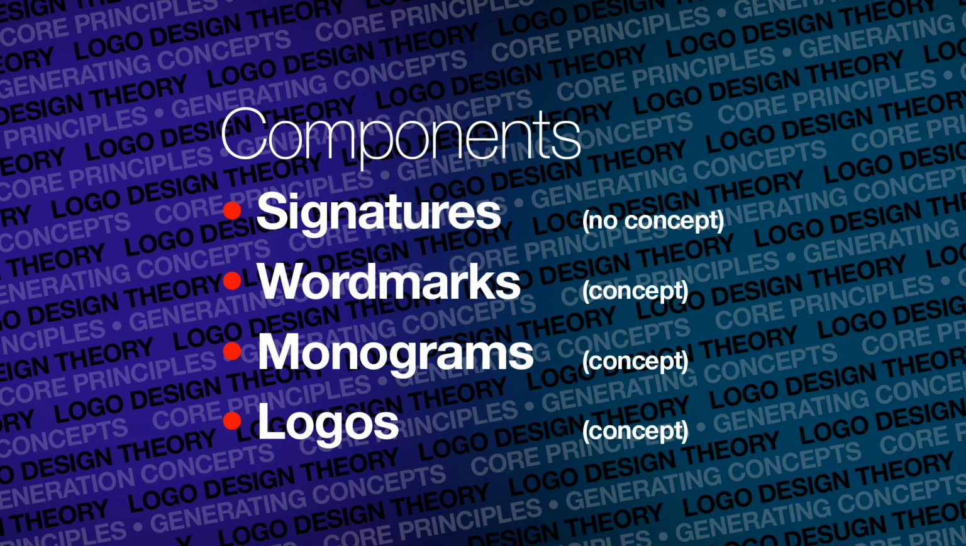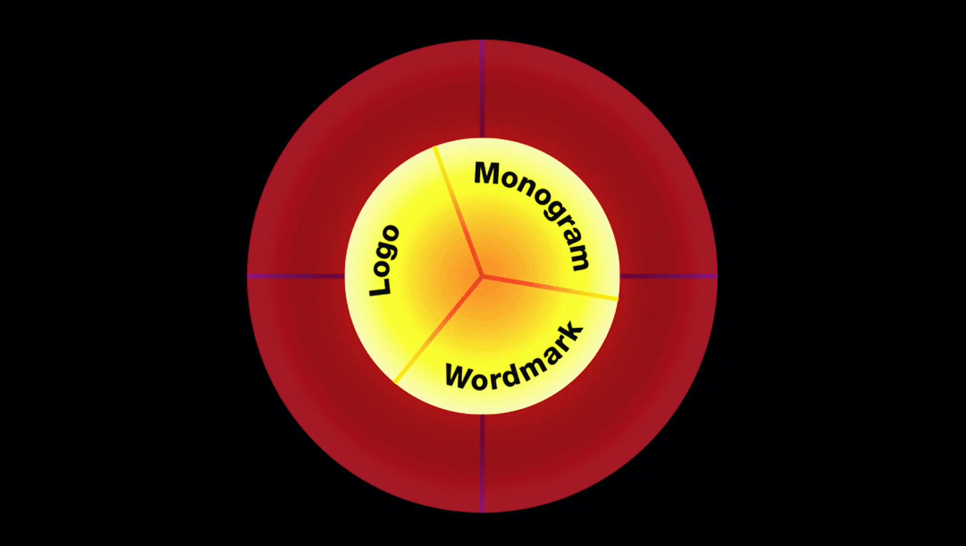Given that signatures represent so little design value added, and given that their use is mostly limited to national consumer brands, they should not be considered for other corporate identity projects. Even though there are 4 possible components, only 3, wordmarks, monograms, and logos, are the best for most identities. Therefore, since there is no concept to just choosing a font, that is why only these 3 components are in the center of the conceptualizing wheel.